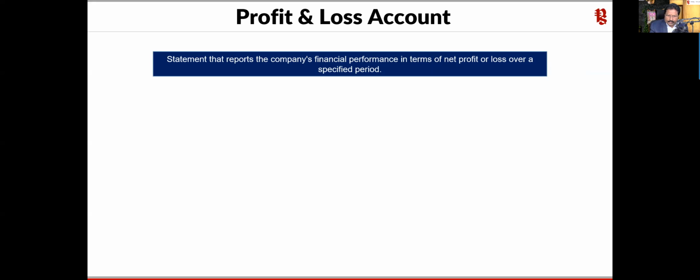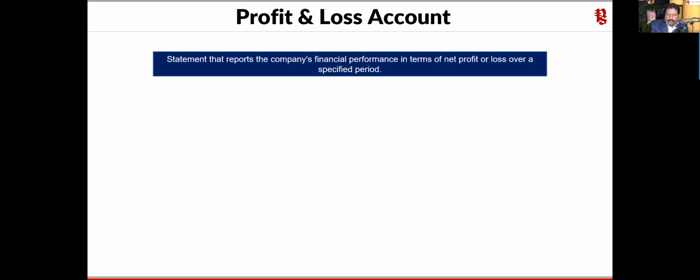So again, in the case of a manufacturer or a trader, you have something called gross profit. There are two types of profit. One is gross profit, the other is net profit. So we need to understand what we mean by gross profit and what we mean by net profit. For us to understand this, this is what we will see.